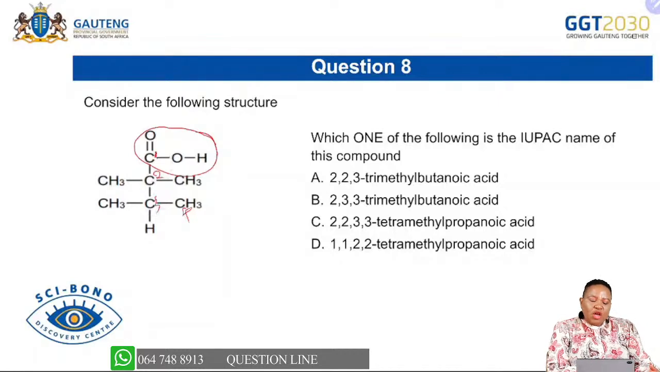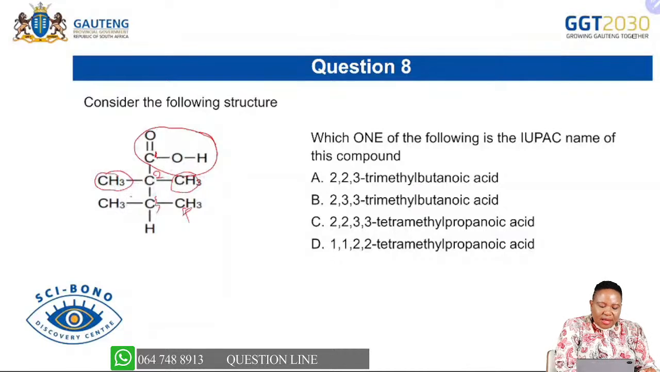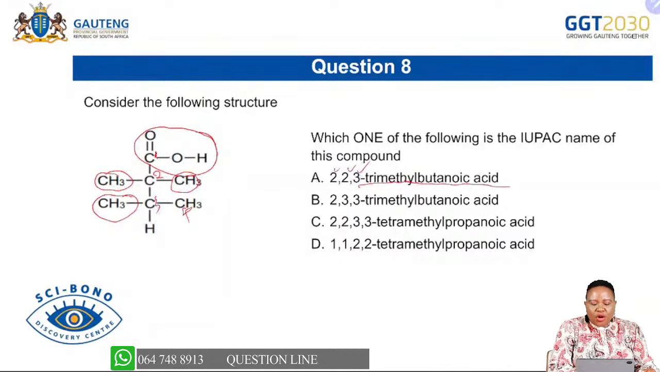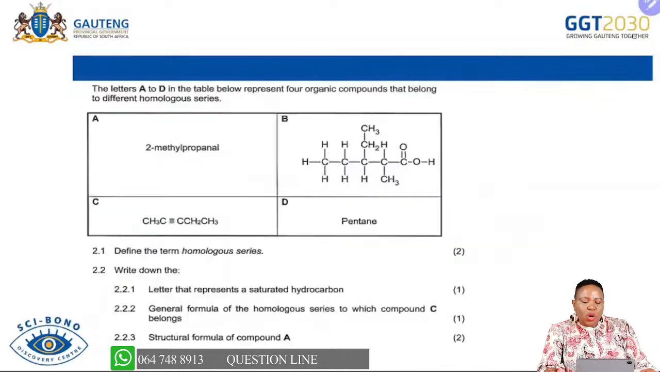You can see that the longest chain will always start at the functional group, because you cannot remove that functional group. Therefore, in carbon number 2 we have 2 methyls, and in carbon number 3 we have 1 methyl. So already you can see that we have 2,2,3-trimethyl. The longest chain is 4, so butanoic acid. So go back and check how we did our naming in terms of different structures.